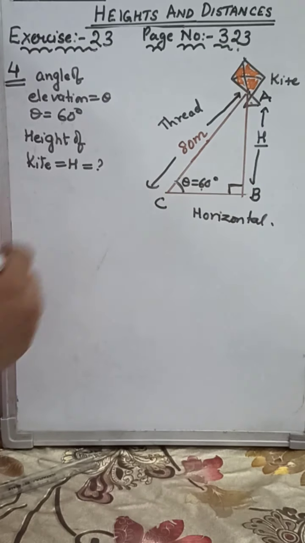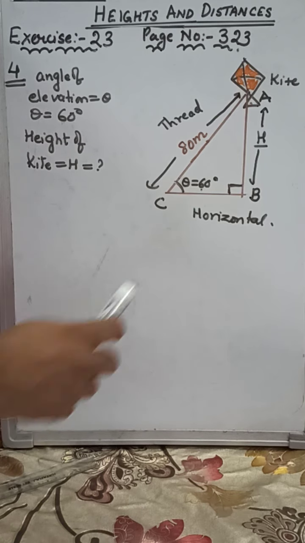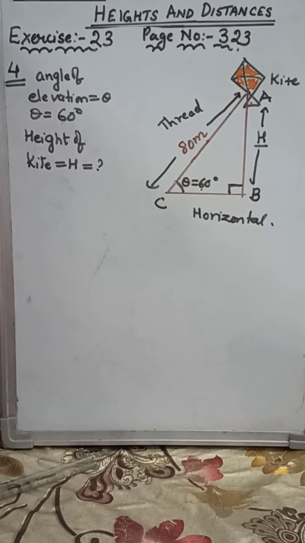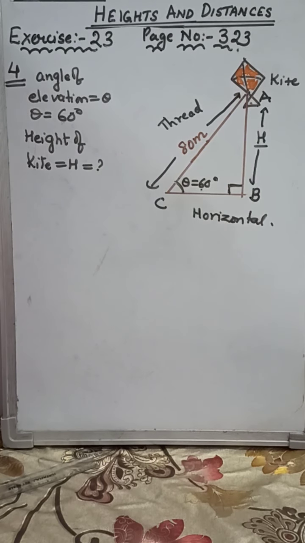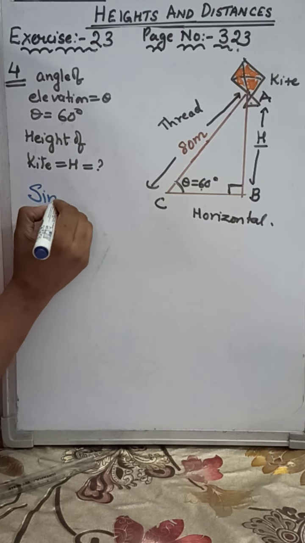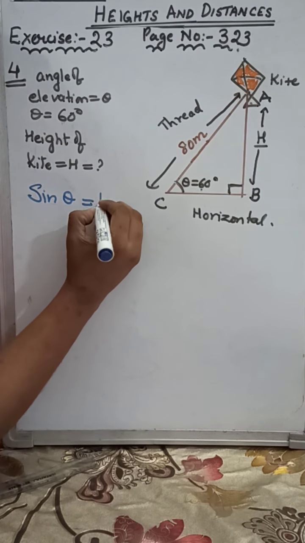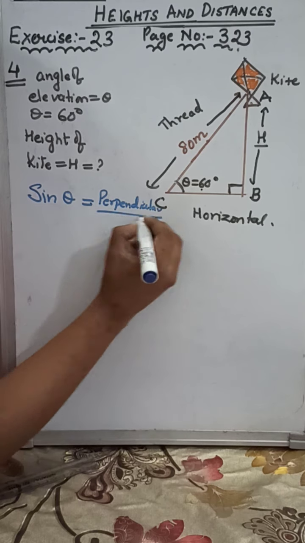So we have taken the height of the kite as h. So now you will see. See, now tan theta will not be used in this question. Perpendicular, you have to find out. Hypotenuse is given to us. So which trigonometrical ratio has a relationship with the perpendicular and the hypotenuse? That is your sine theta. So here you will be using the formula: sine theta is equal to perpendicular over hypotenuse.